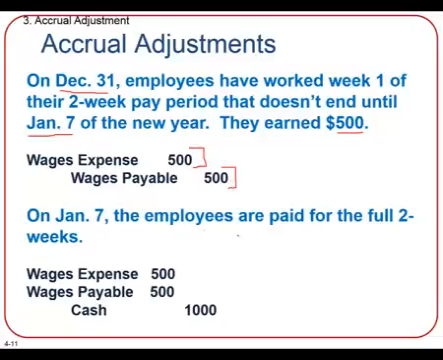So on January 7th, the employees are actually paid. At this point, we're going to have to pay them for the 2 weeks. So that was $1,000, if they've earned $500 every week. After 2 weeks, we're going to have to pay them $1,000. We recognize the second week of expense of $500, and we reduce the payable from the first week because we've already recognized that expense. So the actual accrual here is the wages expense and the wages payable, the amount that we recognize that expense for at the end of the period. That's the actual accrual adjustment.